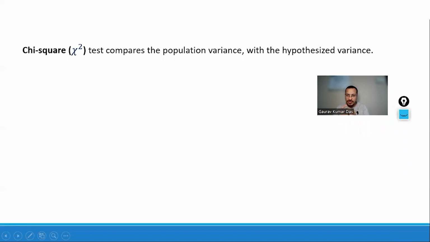Chi-square tests typically are of two types. One is called the chi-square test of variance.